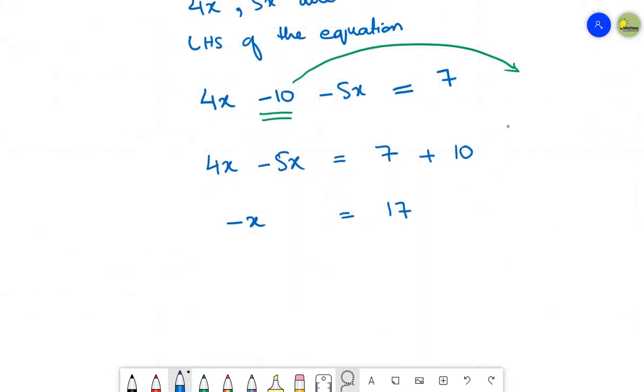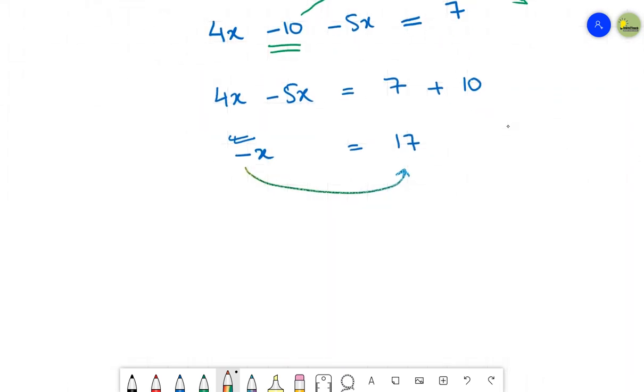Now, in order to remove this minus sign with x, what you can do is shift this minus to the other side. Or in other words, you can flip the equation. This minus sign that is present with the variable x, you can shift to 17 in order to make this x positive.